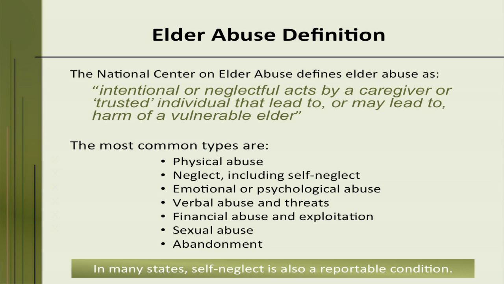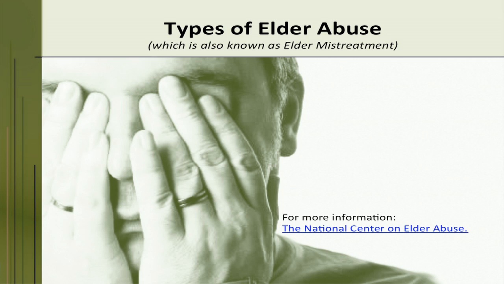There are several common types of elder abuse that we do see: physical abuse, neglect, which includes caregiver neglect and self-neglect, emotional or psychological abuse, verbal abuse, financial exploitation, sexual abuse, and abandonment. In many states, self-neglect is not a reportable condition, but the others mostly are. Okay, so let's talk about the different types of elder abuse.